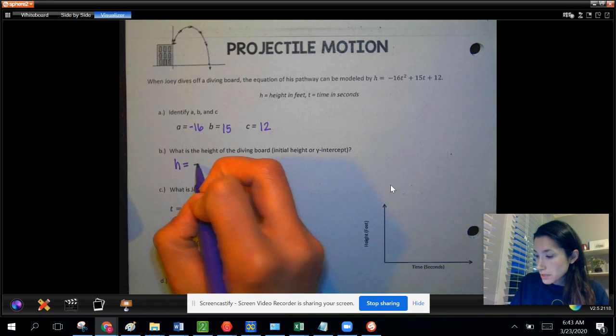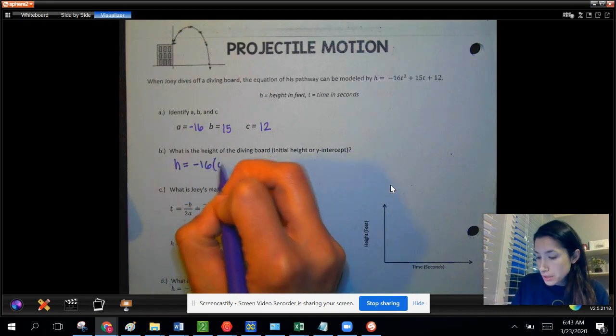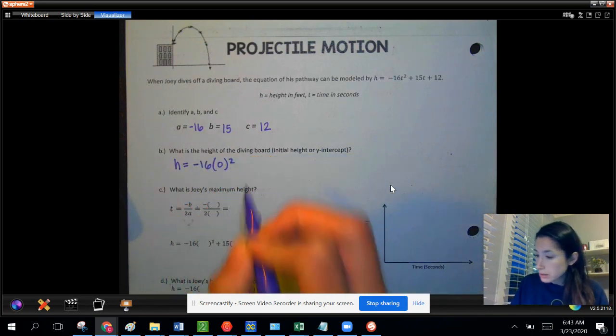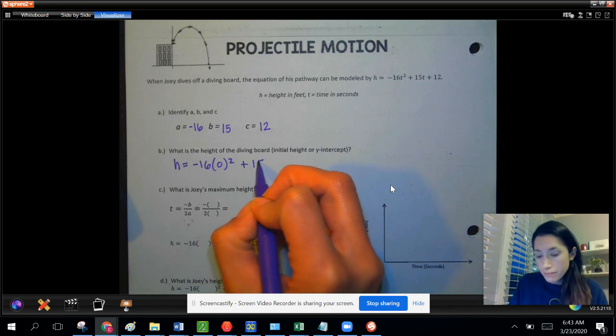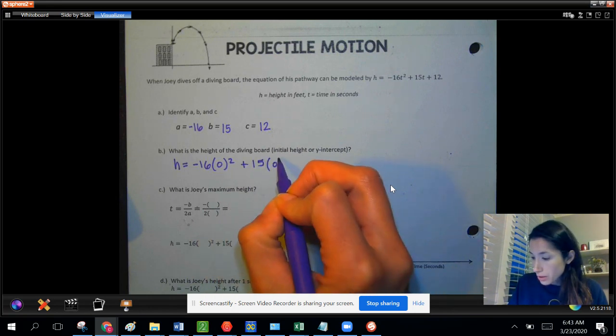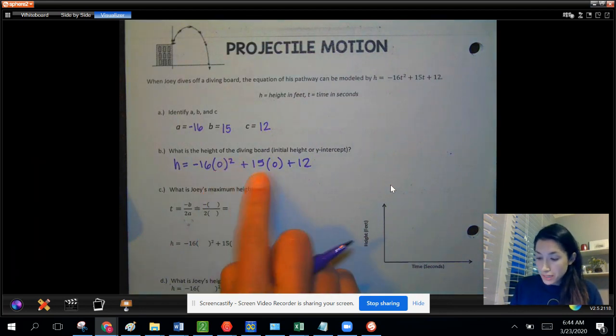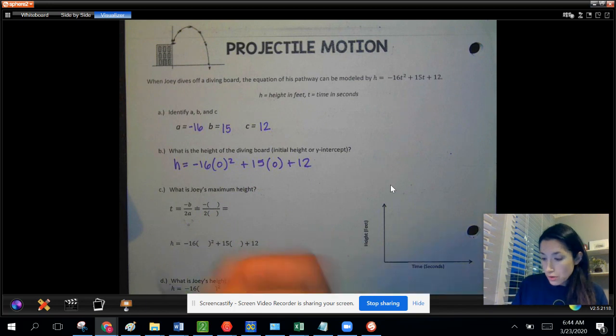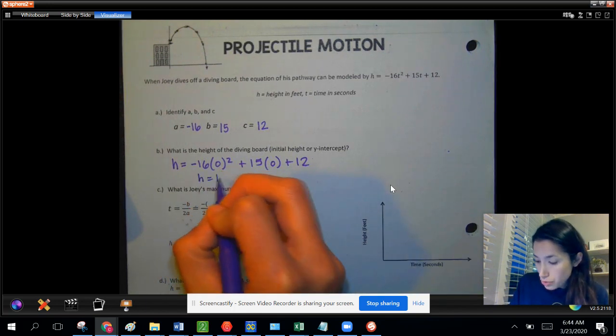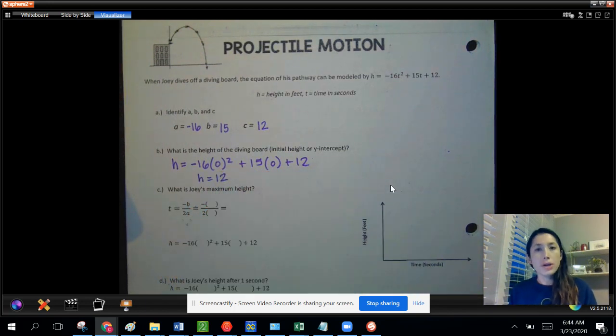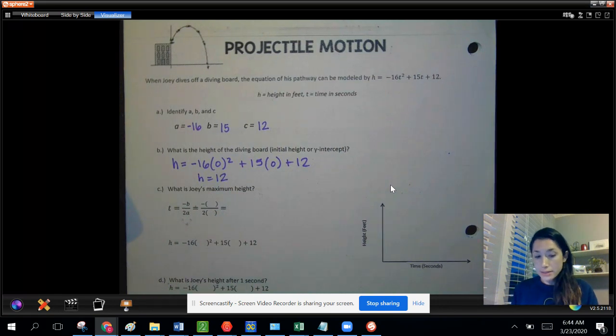We're going to do negative 16 times 0 squared, plus 15 multiplied by 0, plus 12. When we plug in 0, it makes it really easy. 0 squared is just 0, and 15 times 0 is 0. So here we get our height is 12. That's our initial height, or what we call our y-intercept.